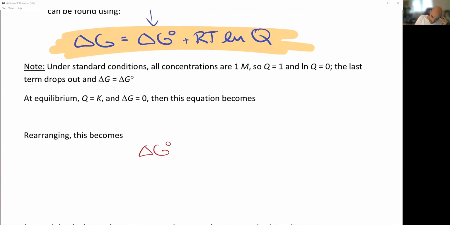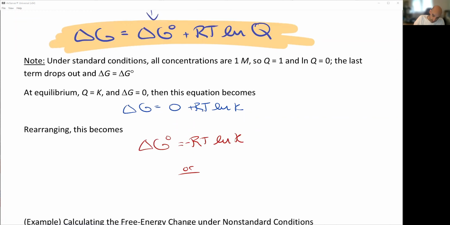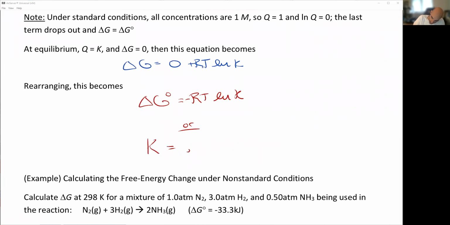Under standard conditions, all of this goes away. So at equilibrium, Q equals K and delta G equals 0, we get rid of that delta G term. So in that situation, 0 is equal to delta G naught plus RT natural log, and Q becomes K. What that means is delta G naught is equal to negative RT natural log K, meaning I can find that delta G based on temperature and the equilibrium constant. Or I can exponentiate both sides. K is equal to e raised to negative delta G naught over RT.